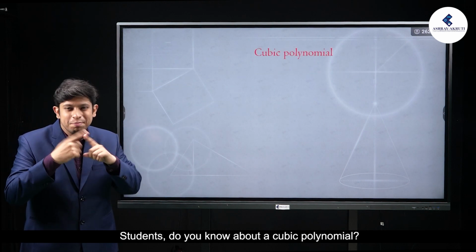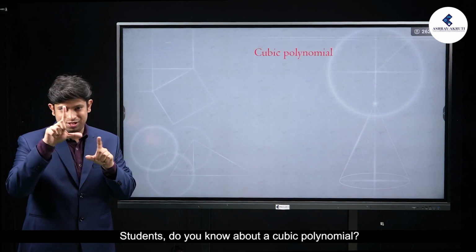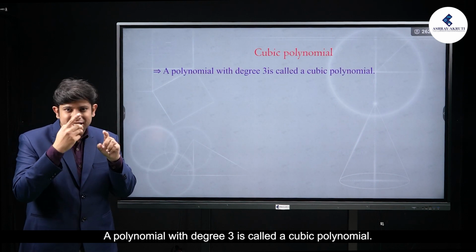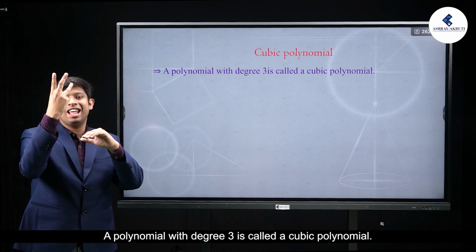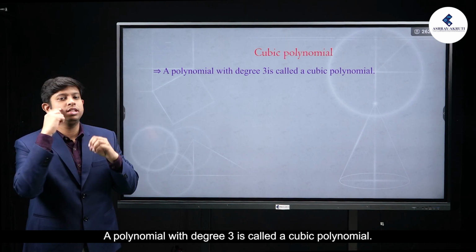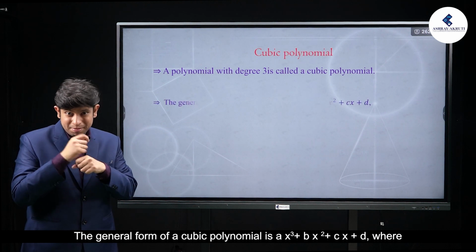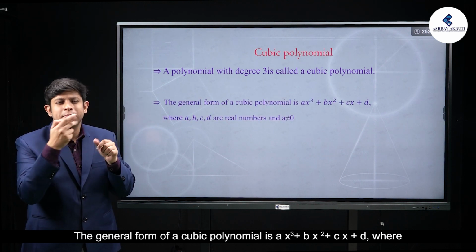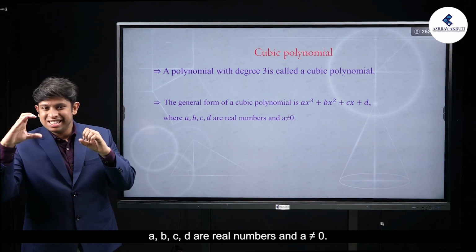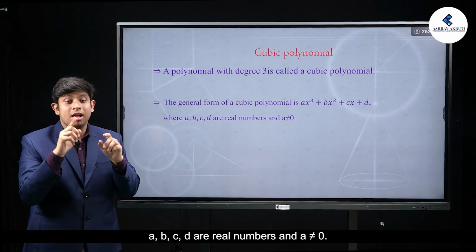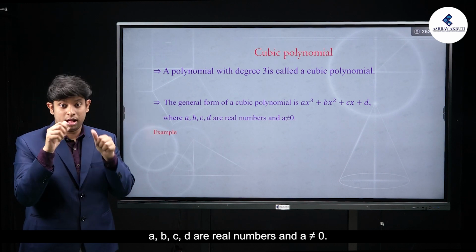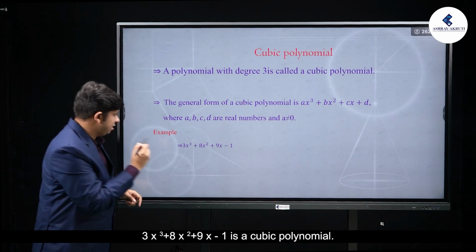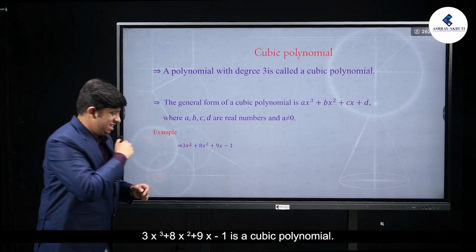Students, do you know about a cubic polynomial? A polynomial with degree 3 is called a cubic polynomial. The general form of a cubic polynomial is ax cube plus bx square plus cx plus d, where a, b, c, d are real numbers and a not equal to 0. Example, 3x cube plus 8x square plus 9x minus 1 is a cubic polynomial.